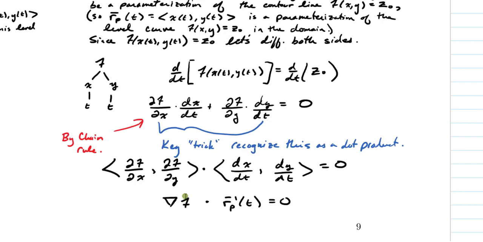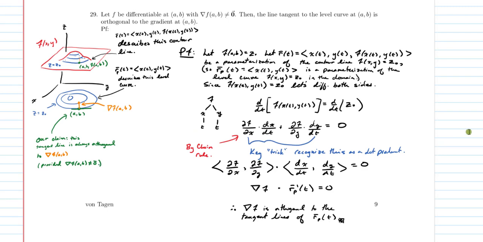Well, what have we just done? We've just shown that the gradient, when we dot it with a tangent vector to the curve r p of t, that dot product is always 0. What does that mean? That means that this vector is always orthogonal to this one, even when we evaluate it at particular points. So then we can conclude, folks, that the gradient is always orthogonal to the tangent lines of r p of t, meaning this green line here is always orthogonal to the gradient at that point.